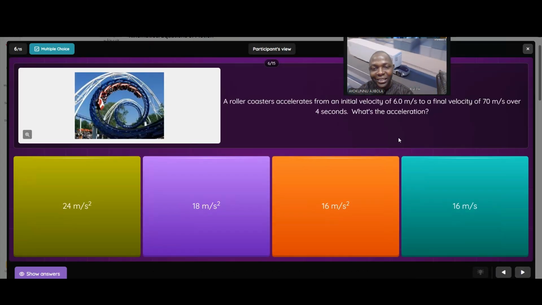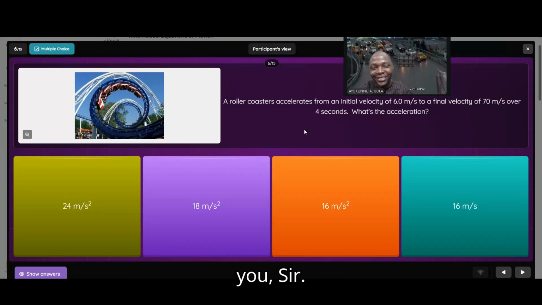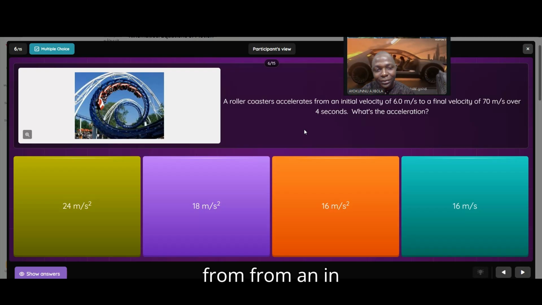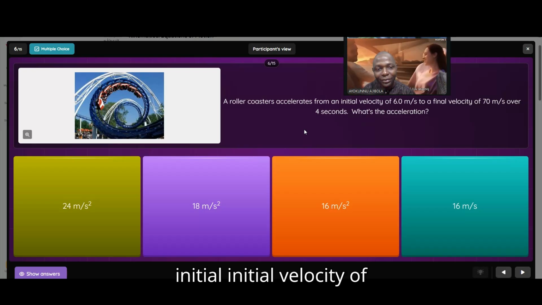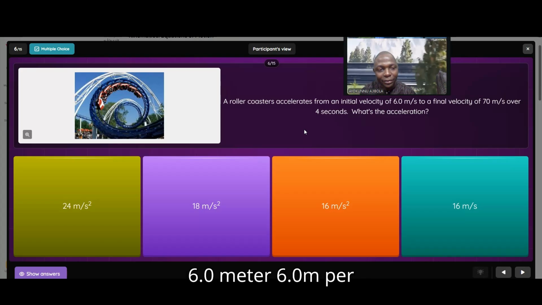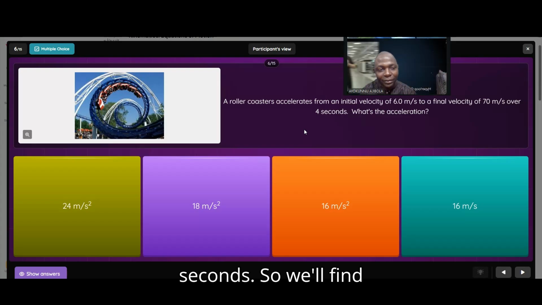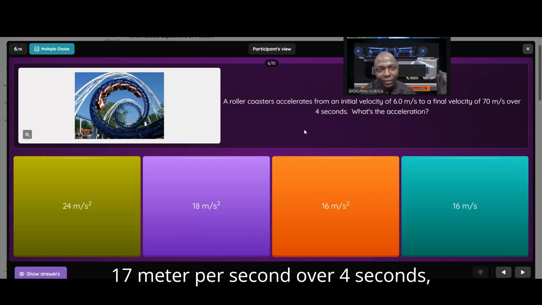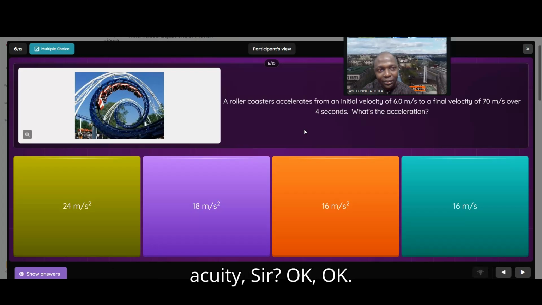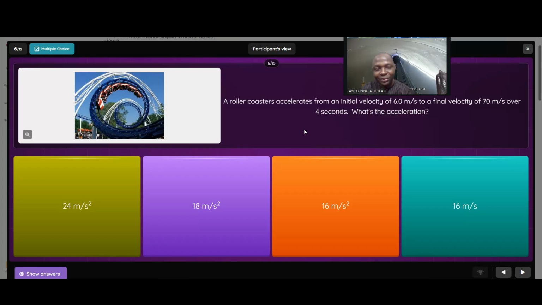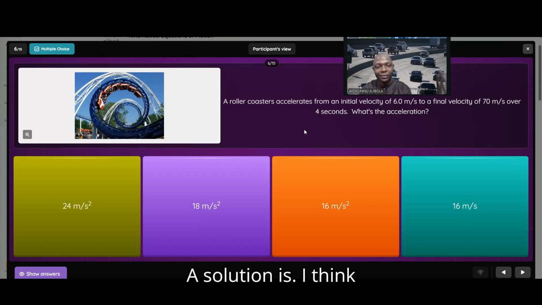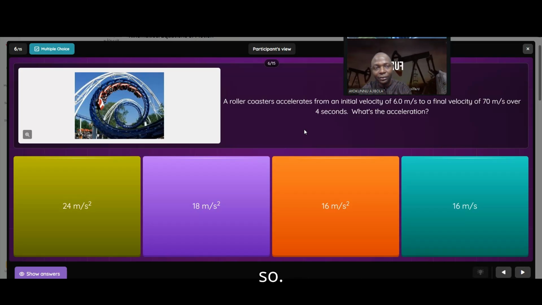Kingsley, over to you. A roller coaster accelerates from an initial velocity of 6.0 meters per second to a final velocity of 70 meters per second over 4 seconds. What is the acceleration? I want to calculate it, sir.